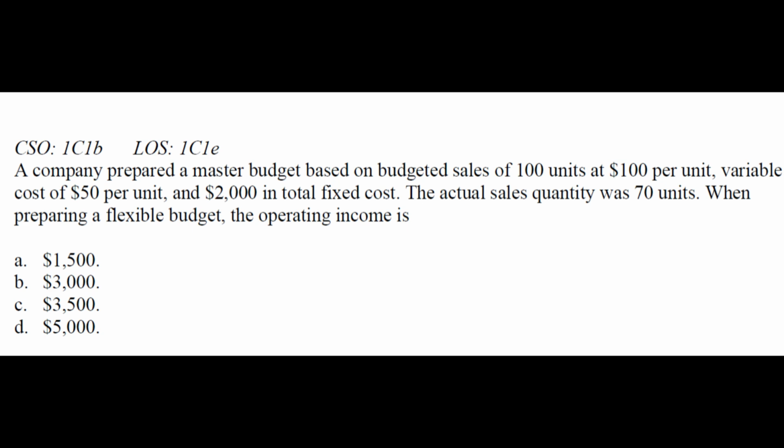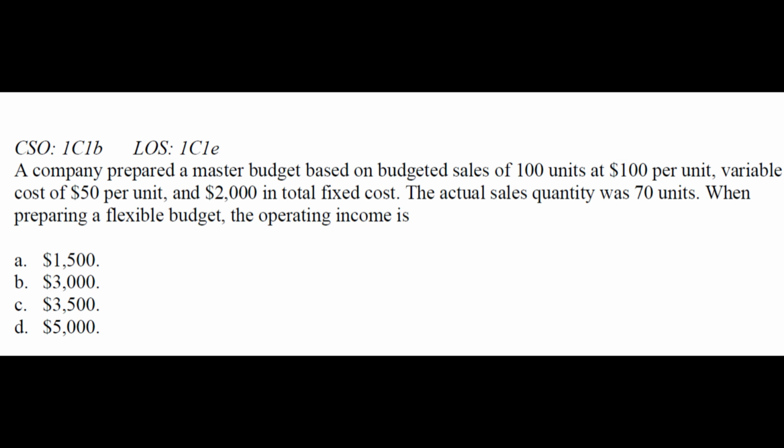First, prepare the flexible budget using 70 actual units. Sales revenue equals 70 times $100 equals $7,000. Variable costs equals 70 times $50 equals $3,500. Contribution margin equals $7,000 minus $3,500 equals $3,500. Fixed costs equals $2,000. Operating income equals $3,500 minus $2,000 equals $1,500.